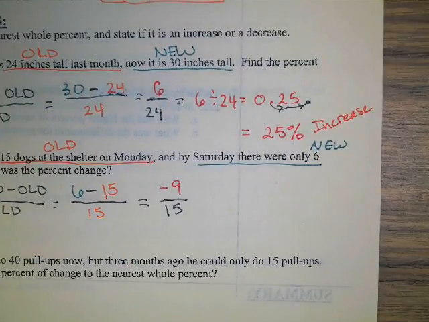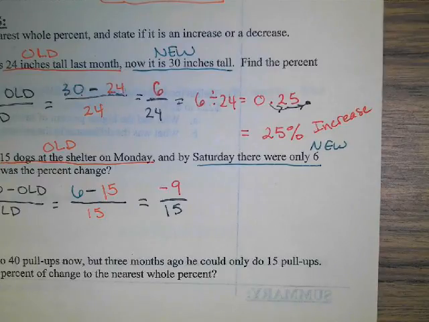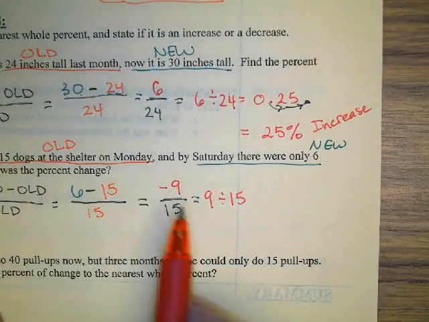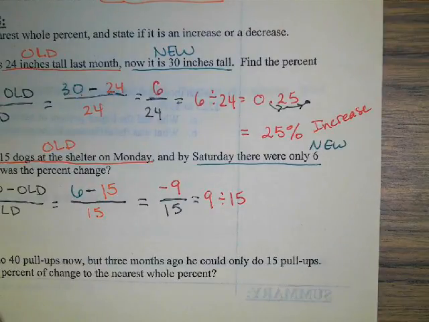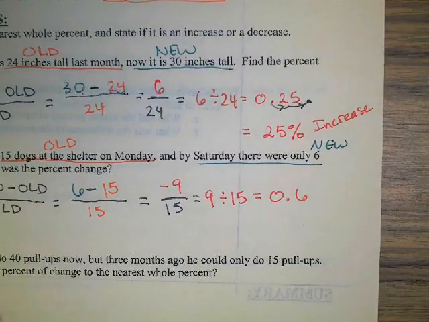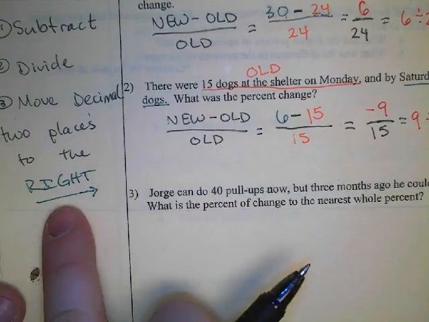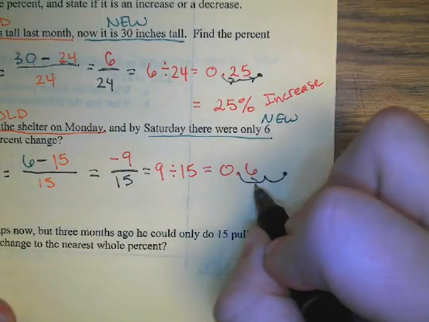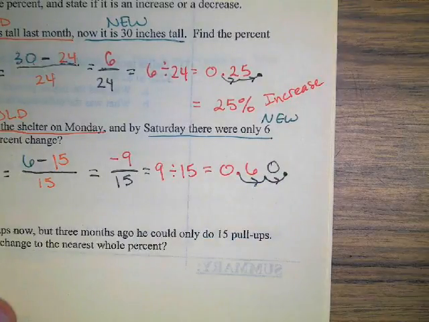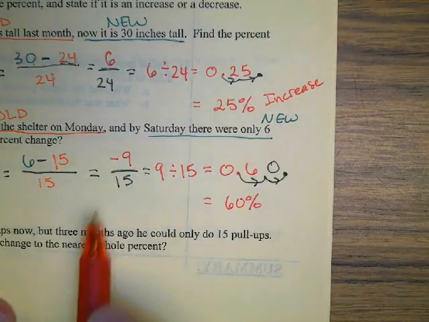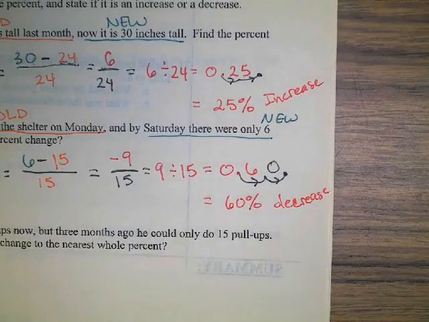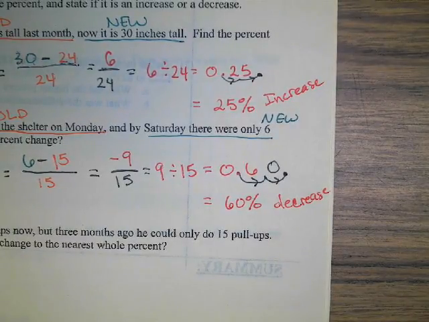Now when we do our second one and we do our division, we only need to do it without the negative. So all we have to do is 9 divided by 15, and we'll take care of the negative when we write the word decrease. So 9 divided by 15 equals 0.6. We're moving our decimal two places to the right, and we'll fill in the blank space with our zero. So now this is equal to 60%. And now we take care of that negative by saying the word decrease. 60% decrease.